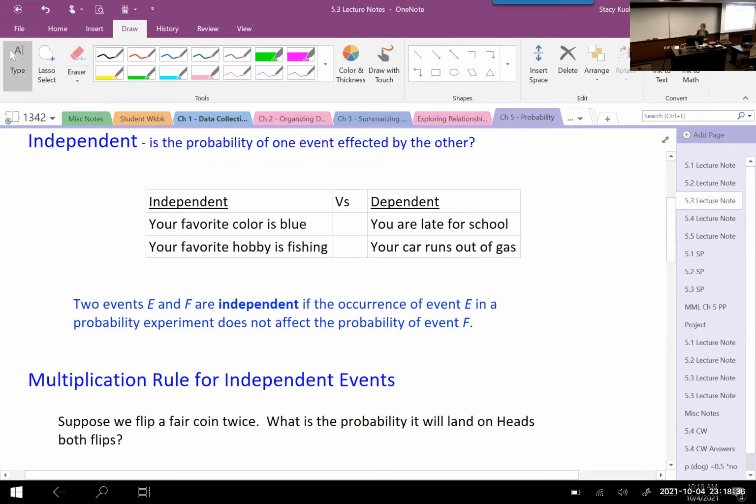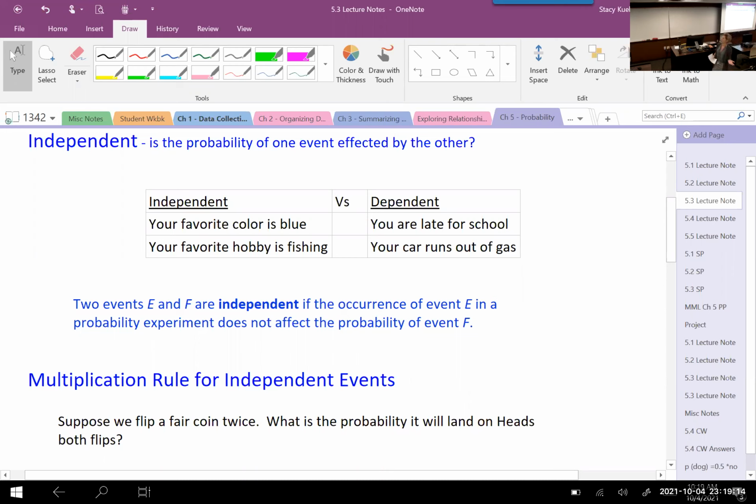When we think about multiplication, we are specifically only dealing in this class with events that are independent, but we need to define independence. Just like we define mutually exclusive or disjoint, we also need to define independence. All right, independence says that two events are independent if the occurrence of event E does not affect the probability of event F.